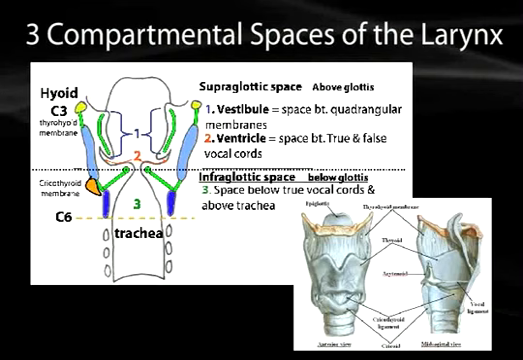Now let's look at the compartmental spaces of the larynx and the innervations. If you look at this cross-sectional drawing with a frontal view, you can see that there is the yellow hyoid bone. There are blue cartilage, including the thyroid cartilage and the cricoid cartilage. There are green membranes running between the thyroid and the hyoid, known as the thyrohyoid membrane, and there is the cricothyroid membrane that runs between the cricoid and the thyroid.